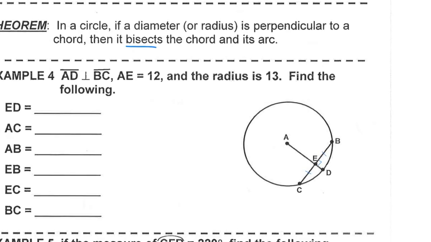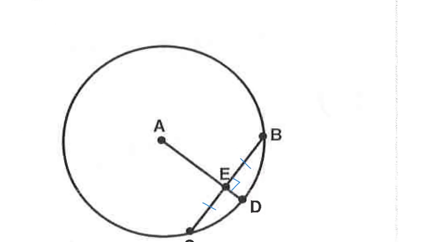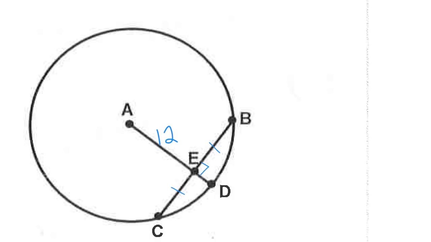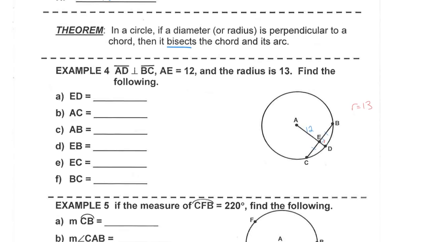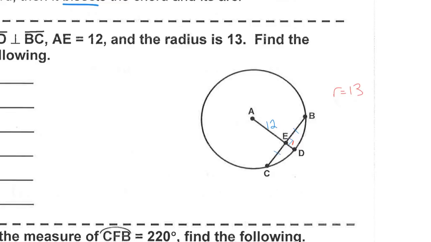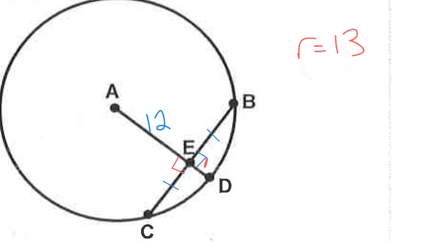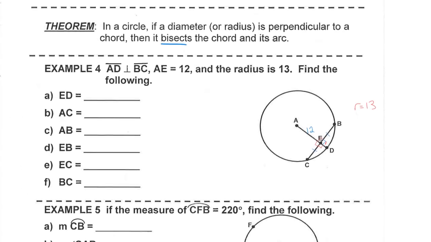So AD is perpendicular to BC. We marked that. A to E is 12. The radius is 13. So AD is a radius. I'm just going to write right here that that's 13, and remind myself the radius is 13. Now it starts asking us stuff, and there's some stuff I can figure out and some stuff I can't. I do know that these are all right angles, so maybe that'll help me in a second. But let's see what they ask us for.